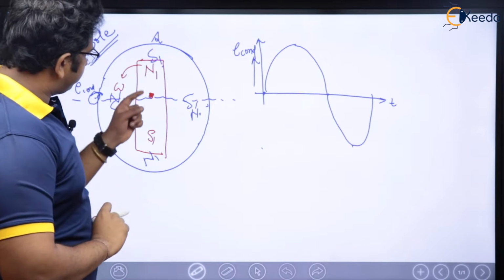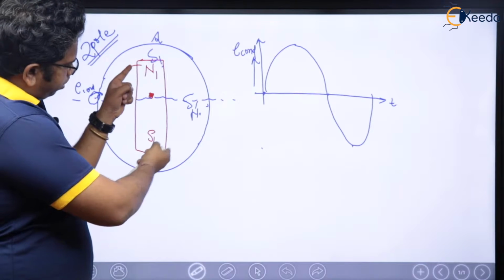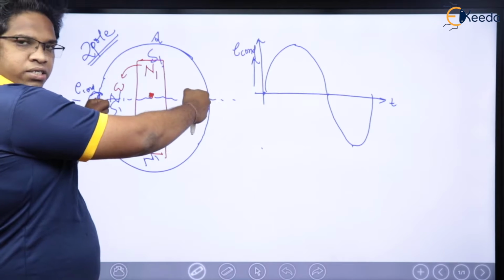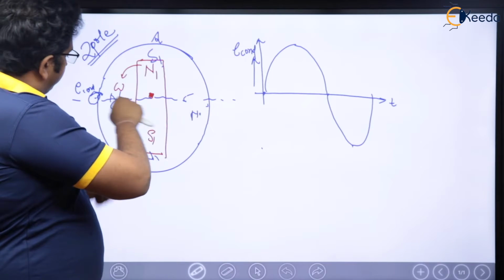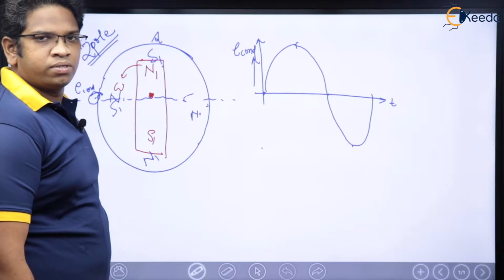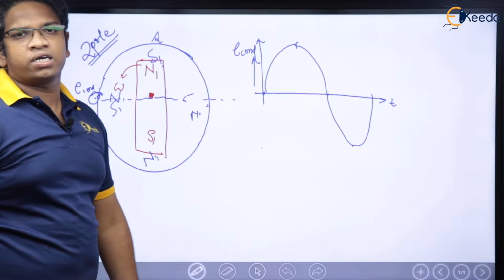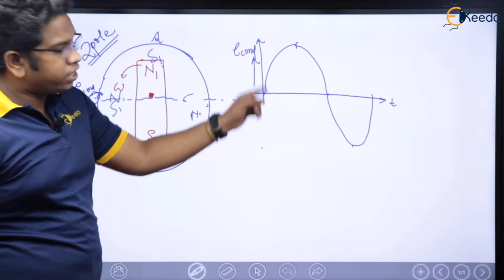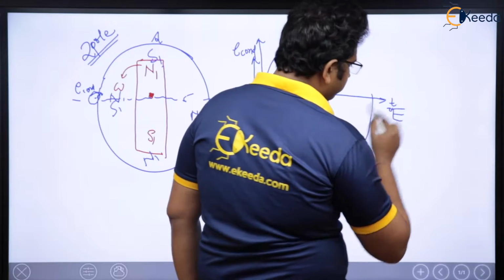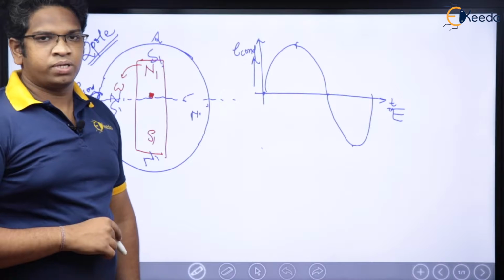See here, why? Because when my rotor was rotated by 90 degrees mechanically, positive maximum induced EMF was there. Means 90 degrees in mechanical, 90 degrees also in electrical we have got, and these are electrical angles, so I can also replace this as degree electrical, no problem. Why? Because these are electrical angles, right?